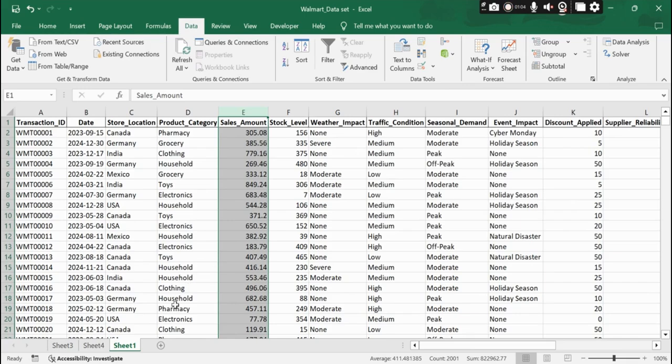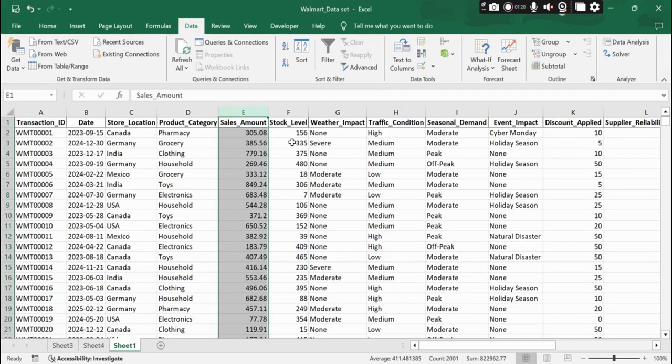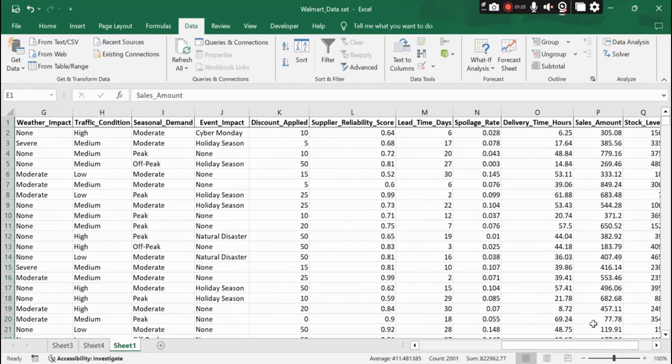We are getting the solution here, in sheet 3. So here we find the data solution: the mean, standard deviation, median, mode, kurtosis, skewness, everything that is required has been given. The same has been done for stock level and for the delivery time hours.